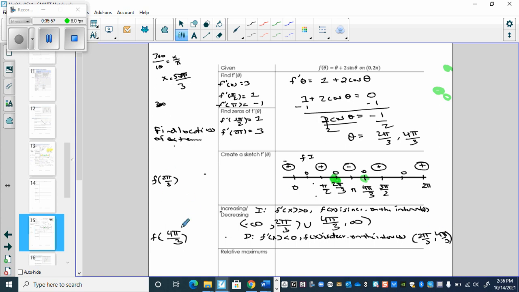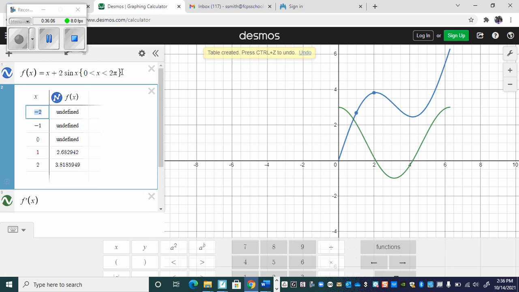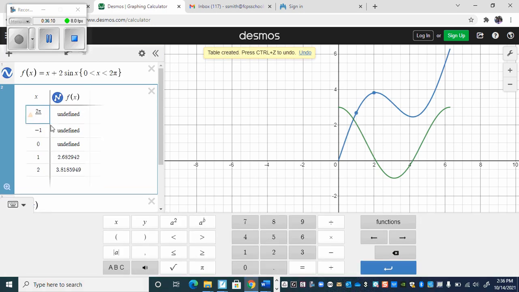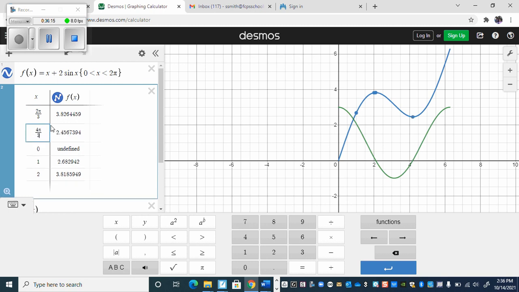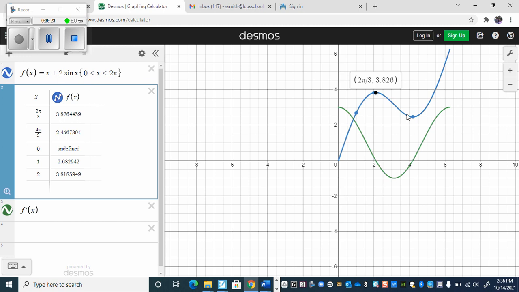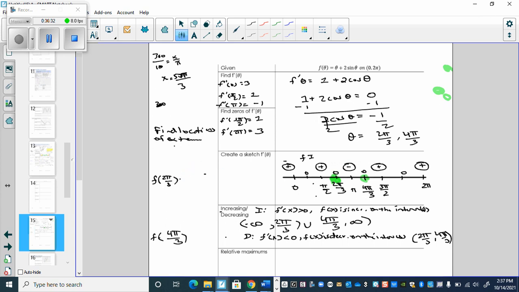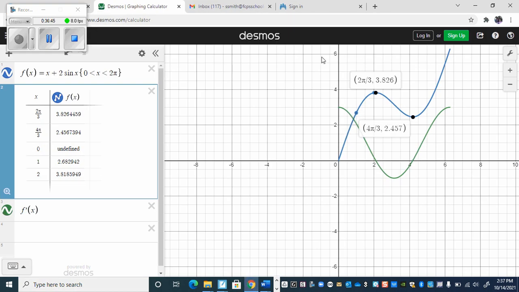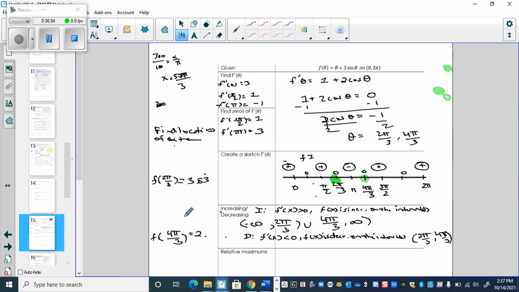So all I need to know now is what these two values are. So I'm going to go to my table and plug them in. I have 2 pi over 3 and 4 pi over 3. And I got a minimum right here. I mean, a maximum right here at 2 pi over 3 and a minimum right here. How do I prove that? So I have 3.8, and then I have 2 points. Go back to the graph. 3.83 and 2.47. All right. So now I have that information.